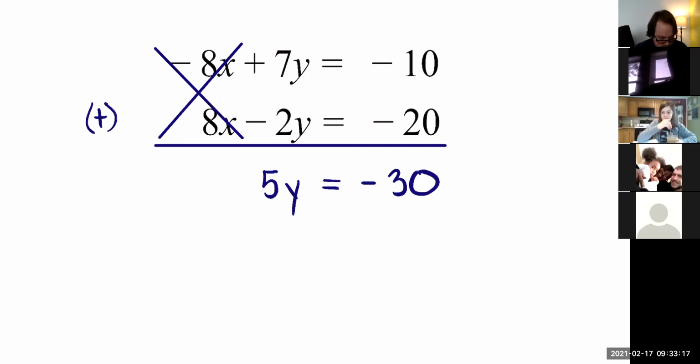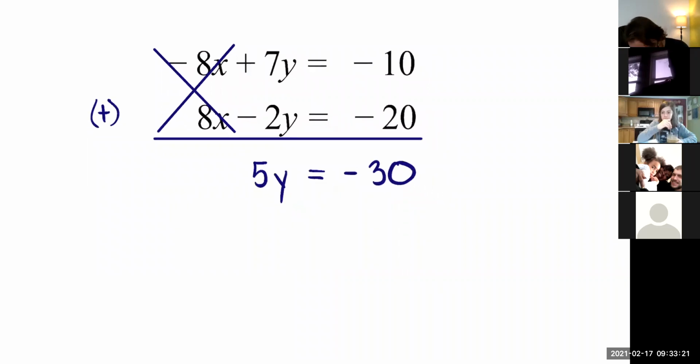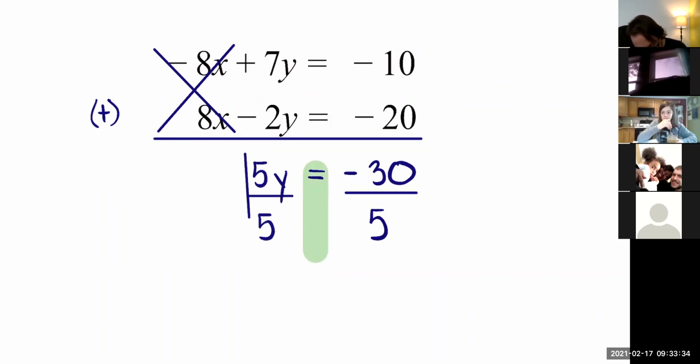Divide both sides by 5. Perfect. I know this is a really short equation, but I'm still going to try to stay consistent here. Divide both sides by that 5 because the only variable that's left is a y, and to fully solve for that y, we need it by itself.